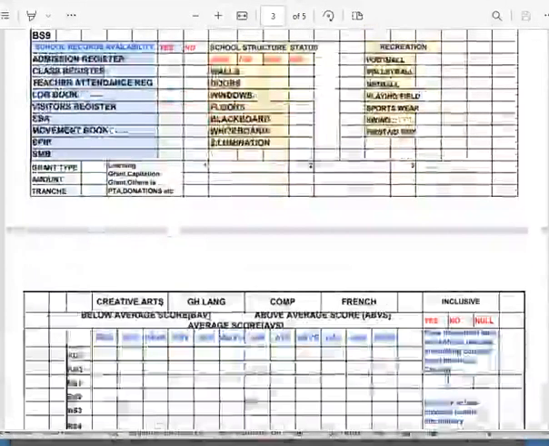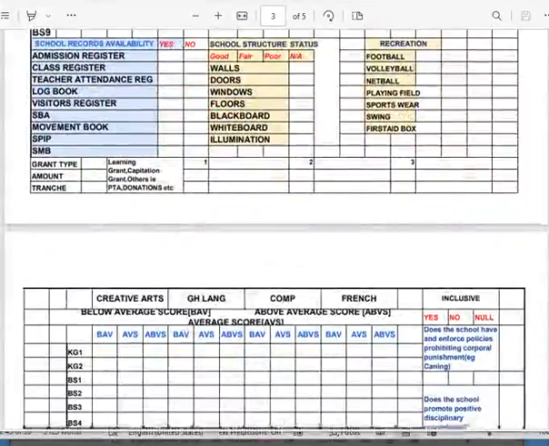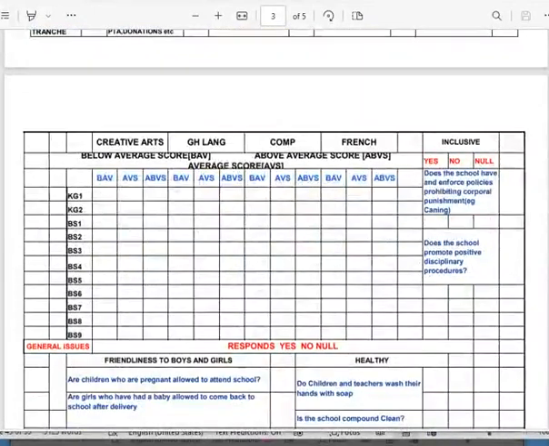Well, so you are not done. We're going to also consider inclusivity, whether the school has policies that support inclusivity in the school or otherwise. So let's look at this. We're also going to provide information on inclusivity, and it is for you to answer this question as administrator.